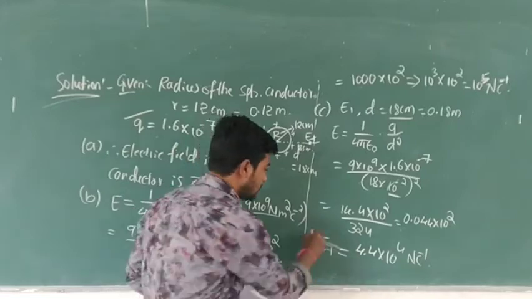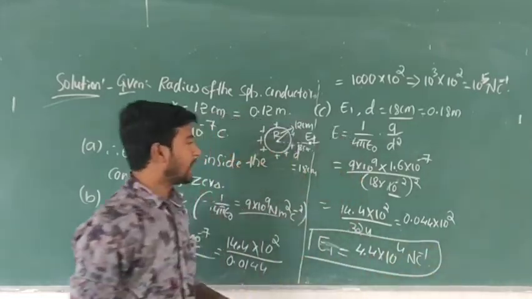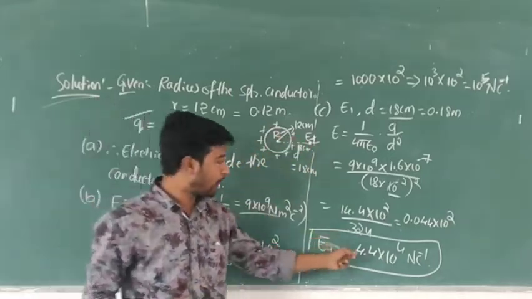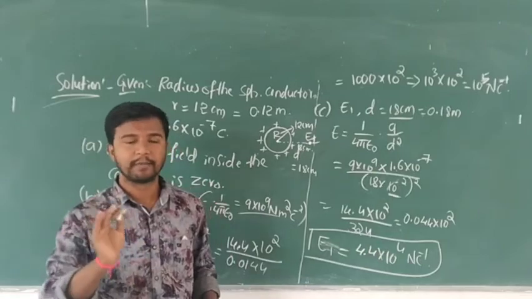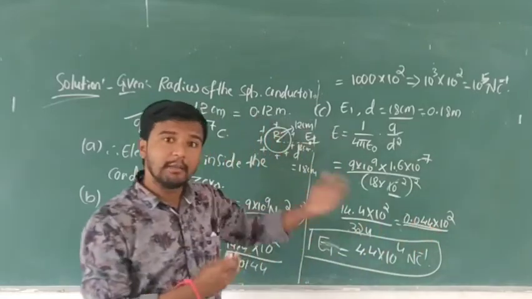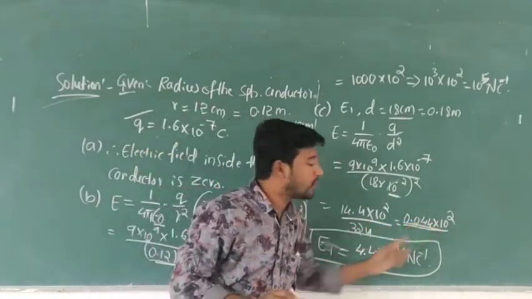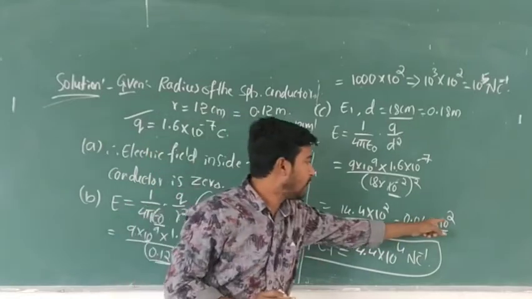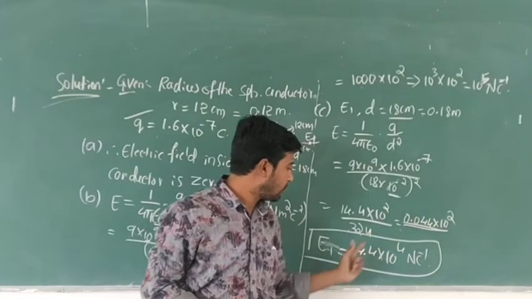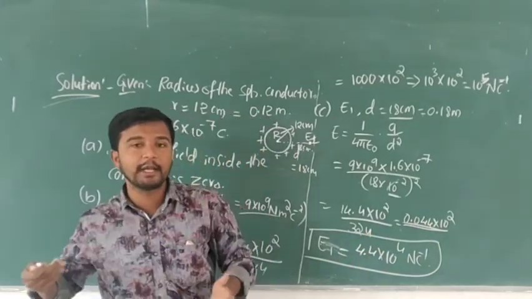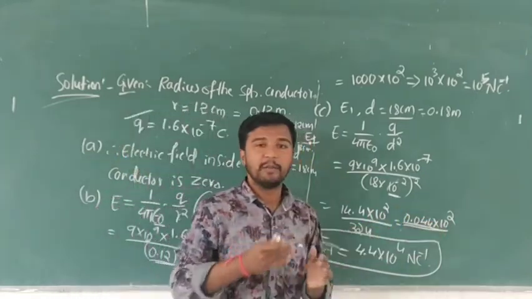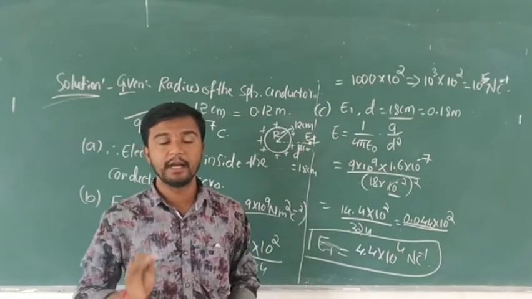Understood? So E1 means the electric field at a point 18 centimeter from the center of the spherical conductor is 4.4 into 10 to the power 4 Newton per Coulomb. This is simple. In the E1 equation, if I have to put the point after 4, the powers keep increasing. This is very simple. 10 to the power 2 is there, power 3, 10 to the power 4. This is 4.4 into 10 to the power 4. If we come backward, the powers will decrease. This is a very simple method.